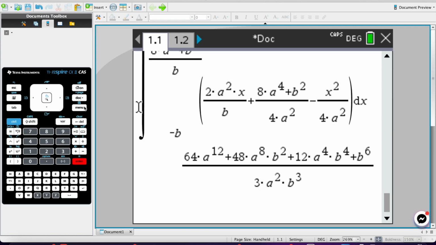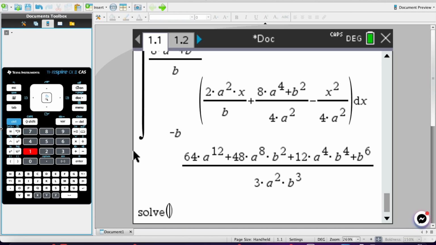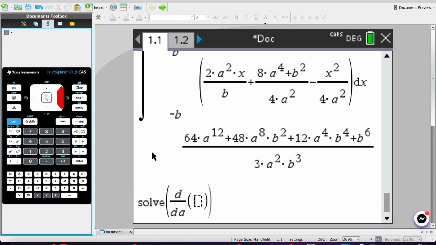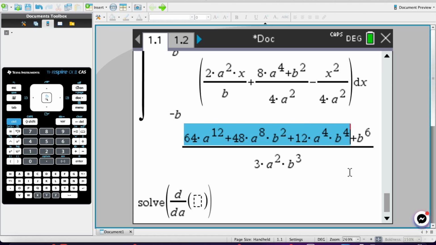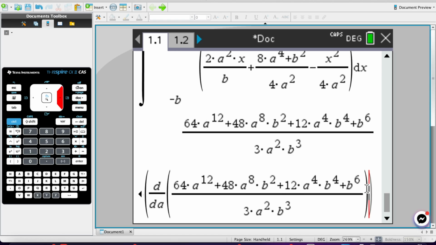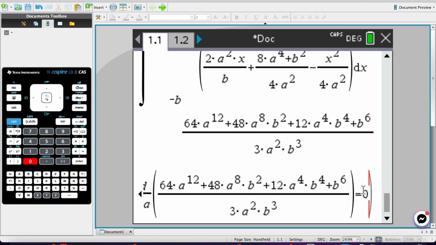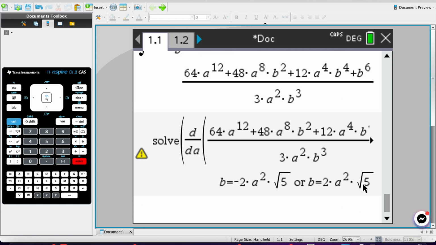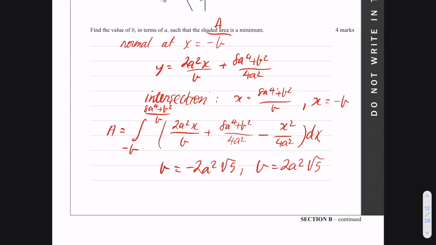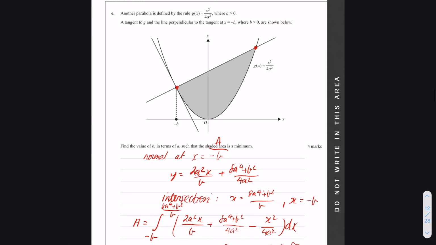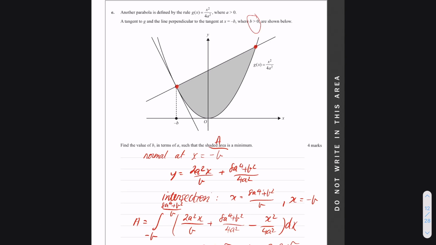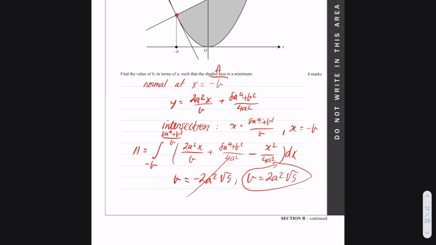And then we want to menu 3(1) and solve the derivative with respect to a of this equals to 0, and we want b in terms of a, so comma b, and that gives us b equals negative 2a squared root 5, or b equals 2a squared root 5. Okay, now b is positive. Yep, b is greater than 0, meaning we reject that, and that is our answer.